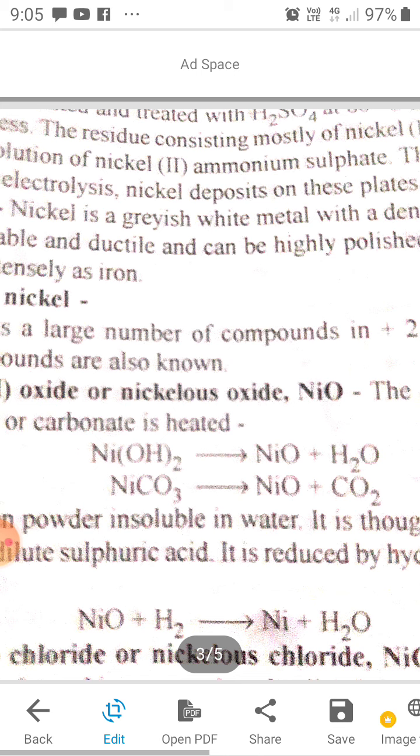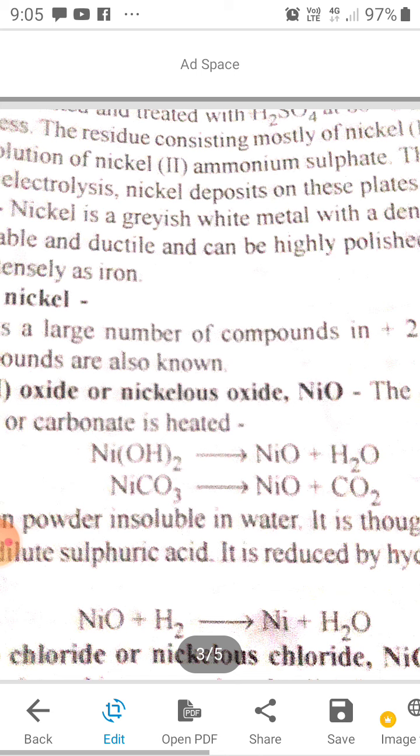Nickel produces nickel oxide, nickelous oxide, by heating nickel hydroxide. Then nickel 2 chloride, nickelous chloride. It is prepared by dissolving nickel metal in aqua regia or by dissolving nickel oxide.